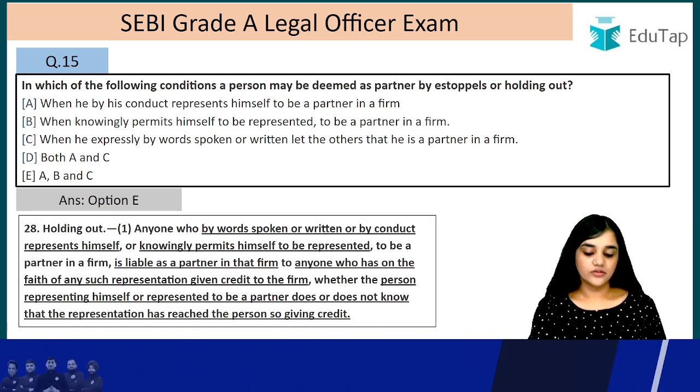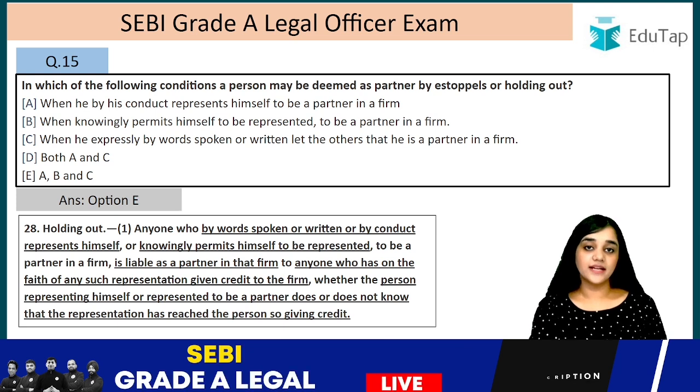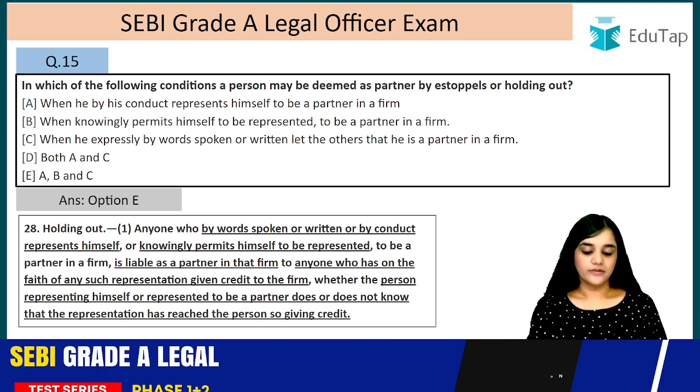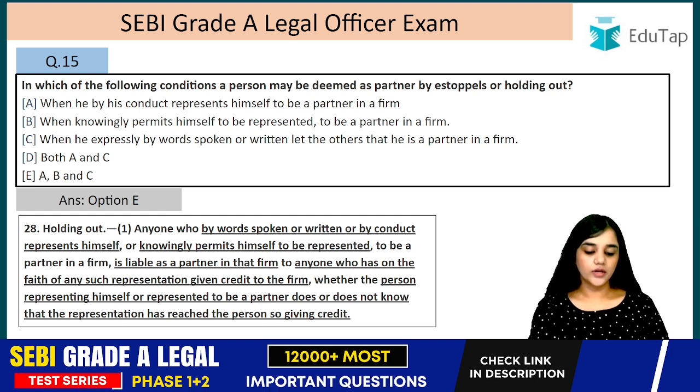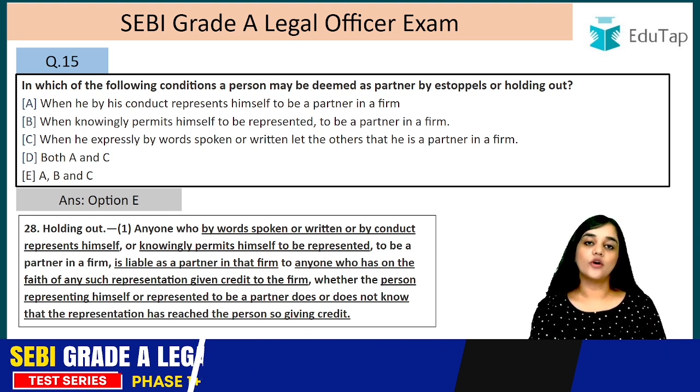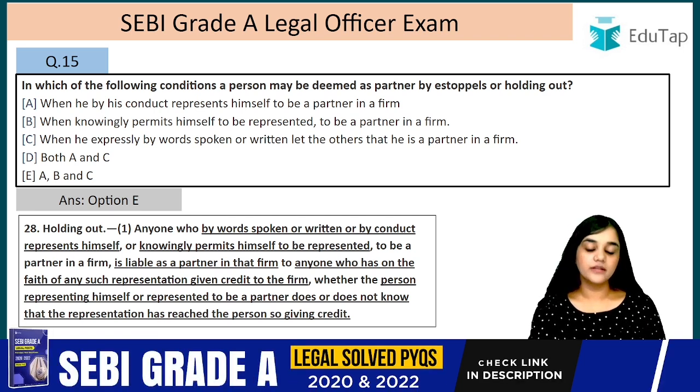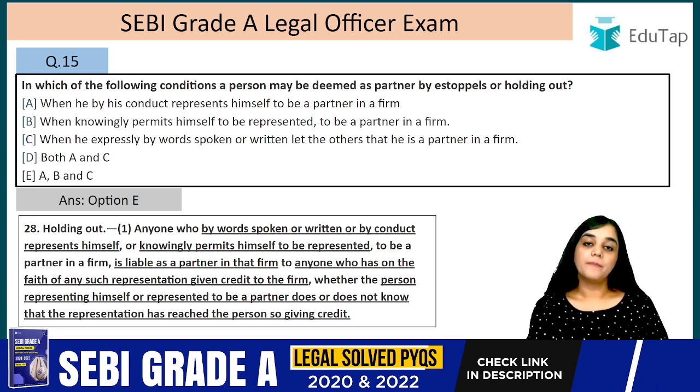Section 28 is really important and it is very easy at the same time. Let's just read it. It is based on the principle of estoppel, right? So anyone who, by words spoken or written or by conduct, represents himself. So this is what? This is estoppel. If he represents himself either expressly or impliedly, or knowingly permits himself to be represented, this is holding out. If he is permitting someone else to represent him to be a partner of the firm.